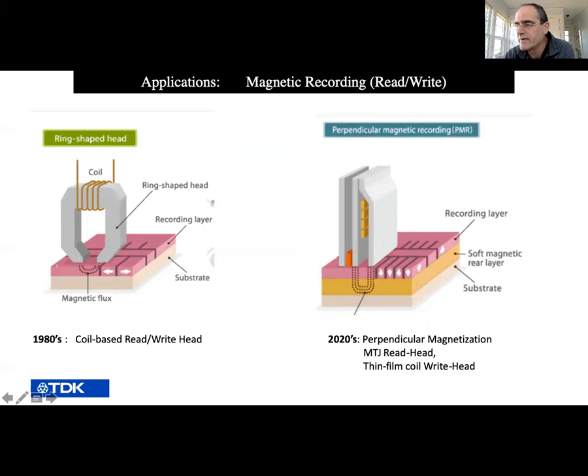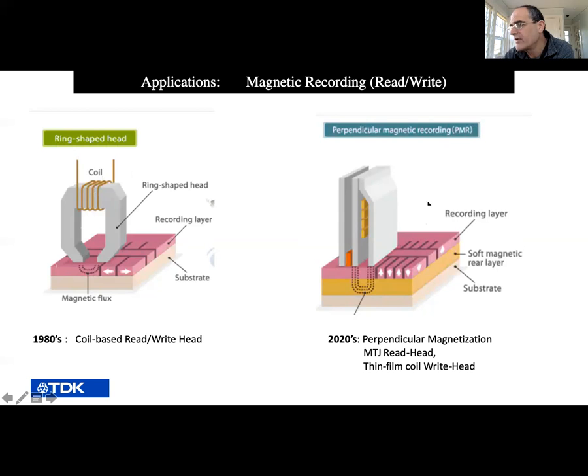Now, if this head is passed over one of these bits at some velocity, then the magnetic flux through the read head will be magnetized slightly, and the magnetization will change as it passes over different bits. And the changing magnetization will induce a voltage across this coil that we can record. So that's a magnetic read head. Okay. Now this device is wonderful, but it's a little bit complicated, and it can't be miniaturized past a certain point.